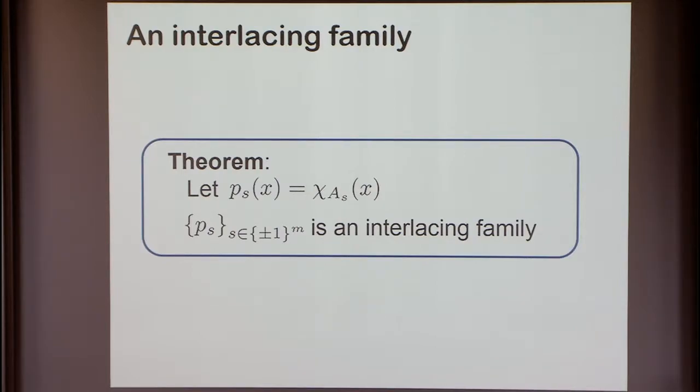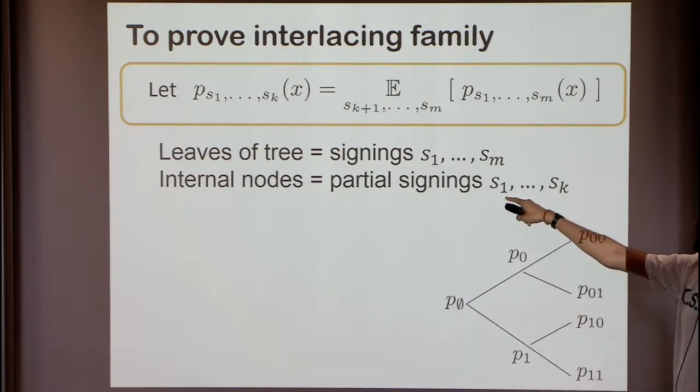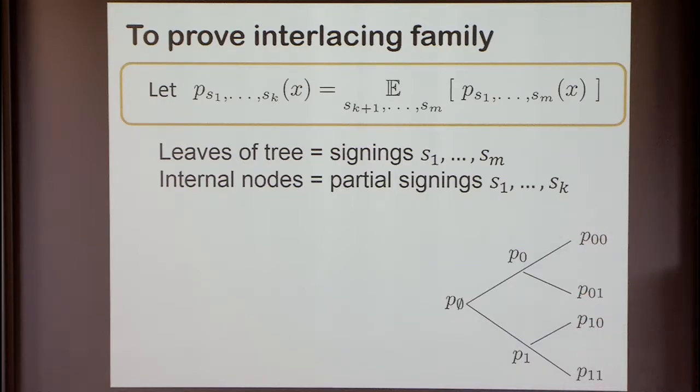Okay, so how do we prove this theorem? Looking at the definition, you need to prove that a whole bunch of common interlacings exist. Again, the internal nodes I want to think of as conditional expectations. The leaves are indexed by signings, which are bit strings of length m. The internal nodes are indexed by partial signings, which are bit strings of length k. So S1 through Sk are the signs we've already set. And then the tree is precisely the tree of the signings.